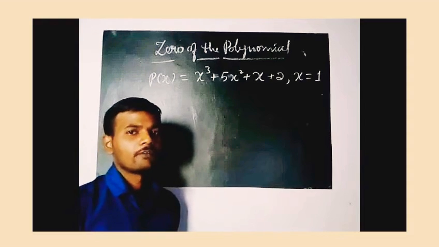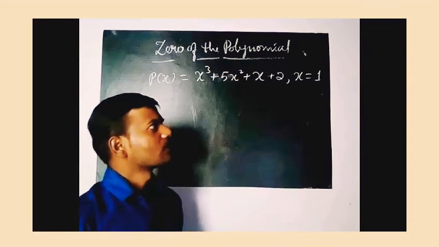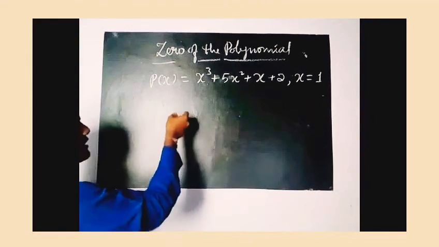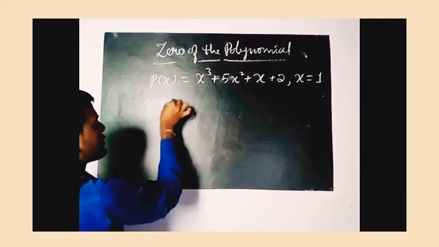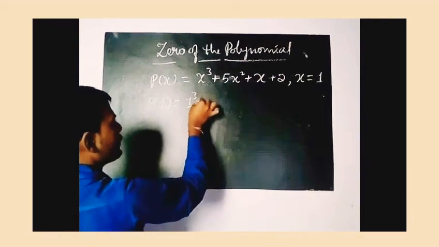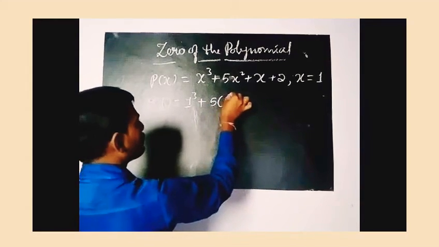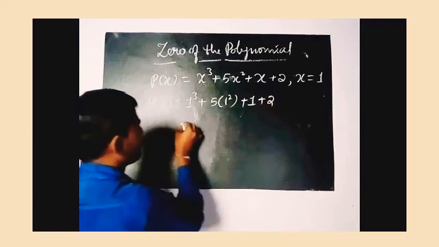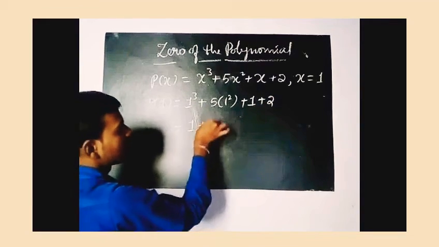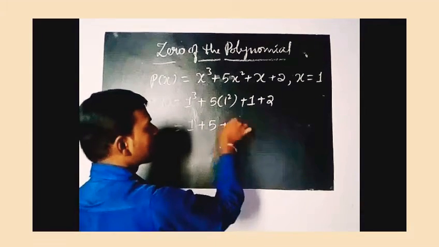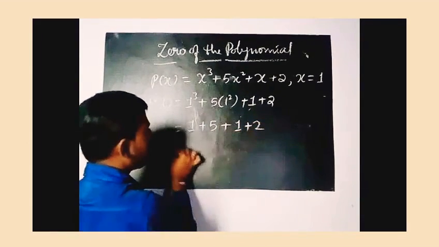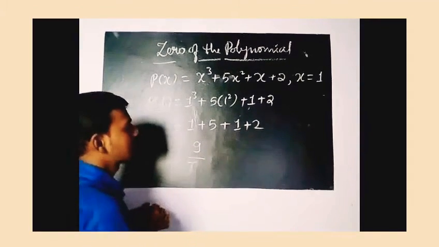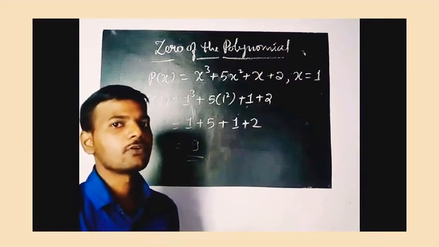To find the value of the polynomial, I have to give the value x is equal to 1. So put the value of x in the polynomial. P of 1 is equal to 1 cube plus 5 into 1 square plus 1 plus 2. 1 cube means 1, plus 5 into 1 means 5, plus 1 plus 2. Now add all this. What will we get? It is 9. This is the value of the polynomial when x is equal to 1.